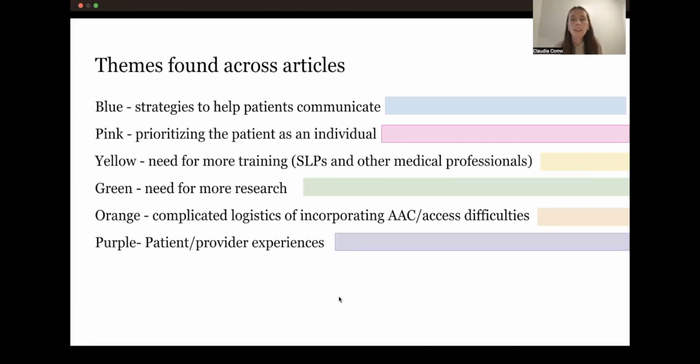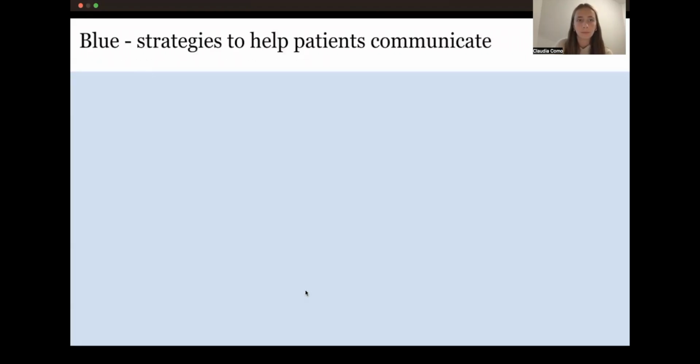So we looked at 7 different articles, and across all these articles, we found a few different themes. So we organized our themes by color, and there are 6. So first, we're going to talk about the blue theme, which was strategies to help patients communicate.